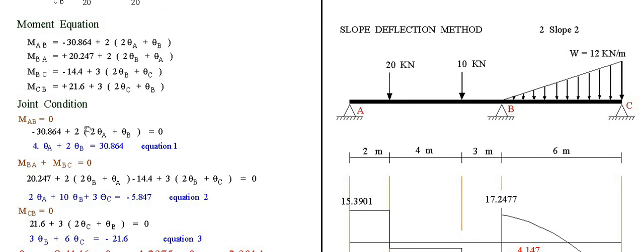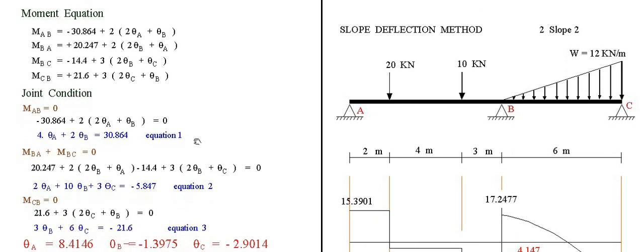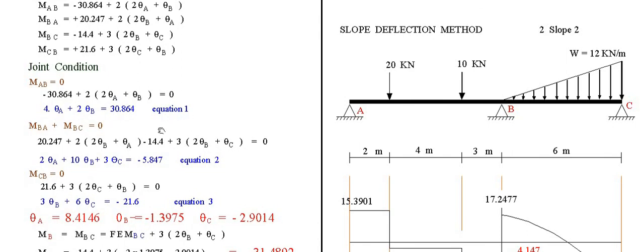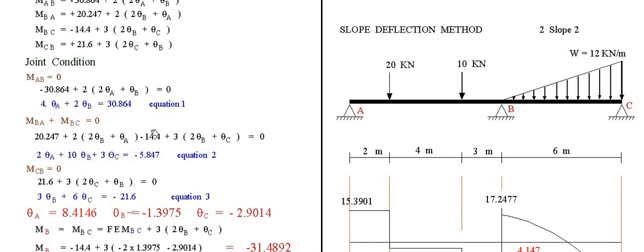Simplifying, be sure that you arrange this alphabetically. Theta A first, so this is 4 theta A plus 2 theta B. Then transfer this constant to the right. We have 30.864, and this is equation 1. Easy.